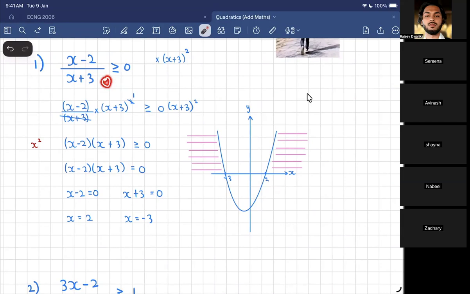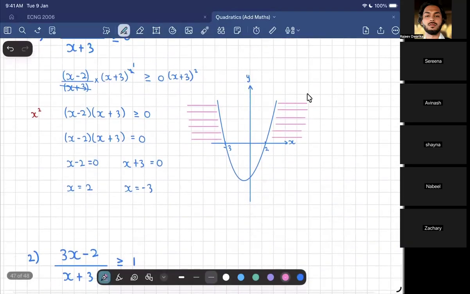Tell me, Nabil, can we divide by 0? So, Nabil, you think I could put in a solution? You think I could say x is also equal to -3? No, I can't put it in a solution. Zachary, I can't put it in a solution. Guys, can't do that, because when x is equal to -3, my denominator is going to be 0, and you can't divide something by 0. It breaks the function.